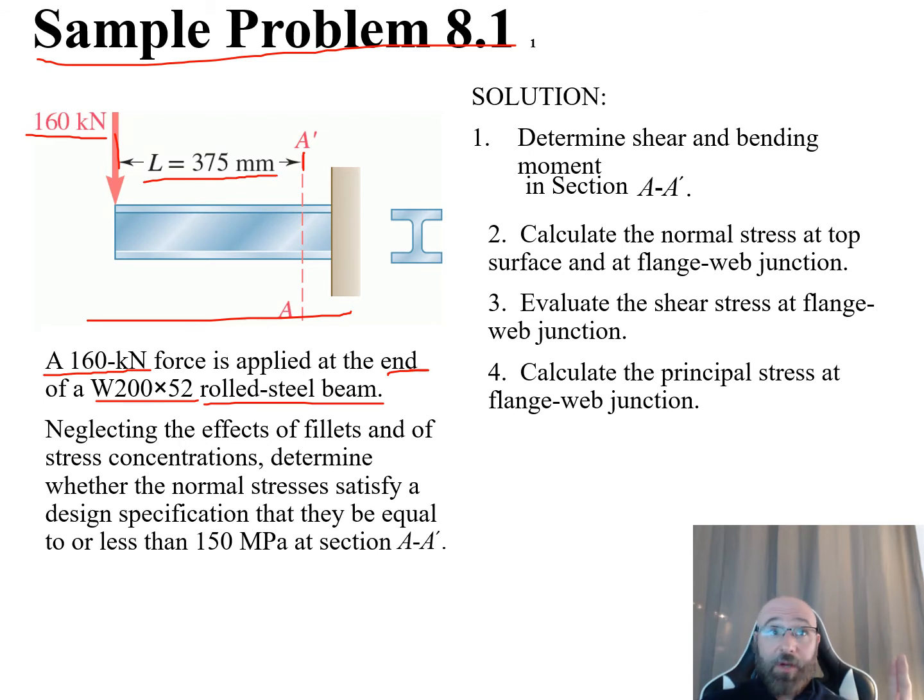So a couple things we want to note with this. One, it's given to us in millimeters. Make sure we do the conversion if we want to go to meters. And two, it's being measured from the end of the beam here and not from the fixed point over here. Then I also see we have our other view over here showing the shape of our beam. Now they tell us to neglect the effects of the fillets and of the stress concentrations, and ask us to determine whether the normal stresses satisfy a design specification that they be equal or less than 150 MPa at our section A and A prime right there where we have our dotted line.